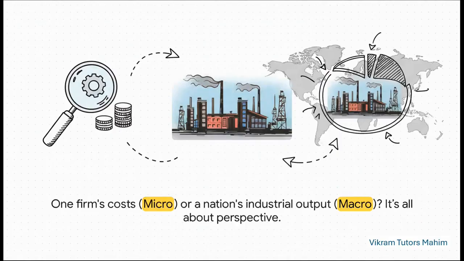And this picture just drives the whole point home. When you look at this factory, what do you see? Are you zooming in, thinking about the production costs and the pricing decisions of this one single business? If you are, that's the micro view. Or are you zooming out and seeing this factory as just one small part of the total industrial output of an entire nation? That's the macro view. It's the same factory, but two completely different sets of questions. It's all about your perspective.